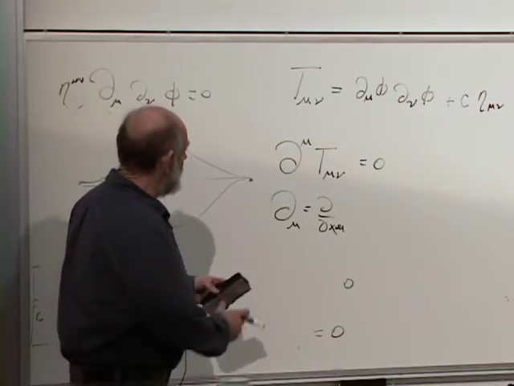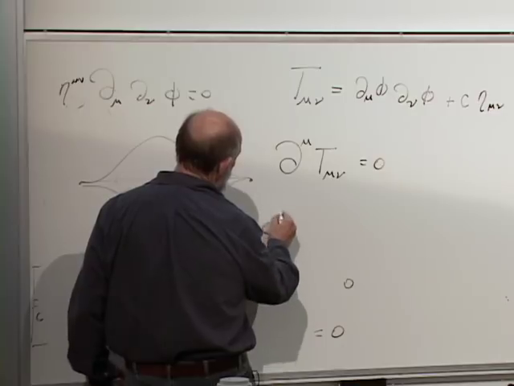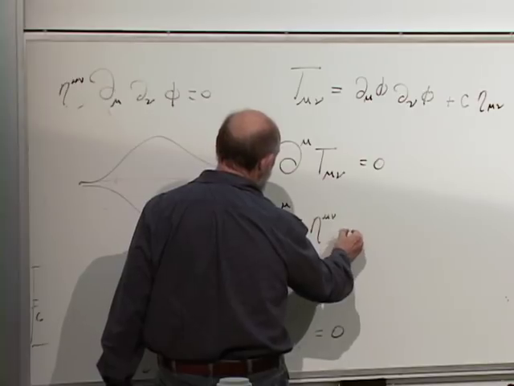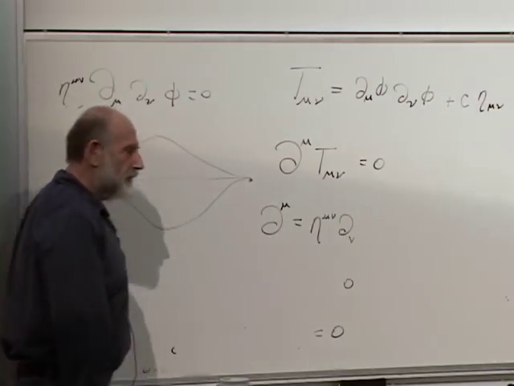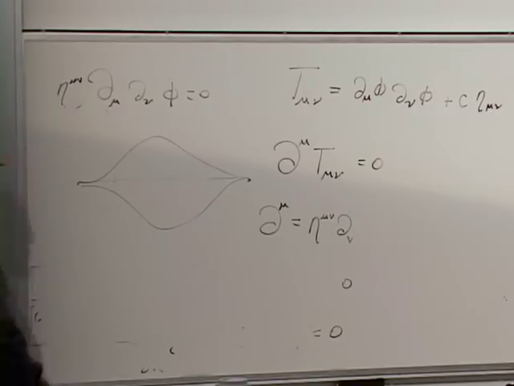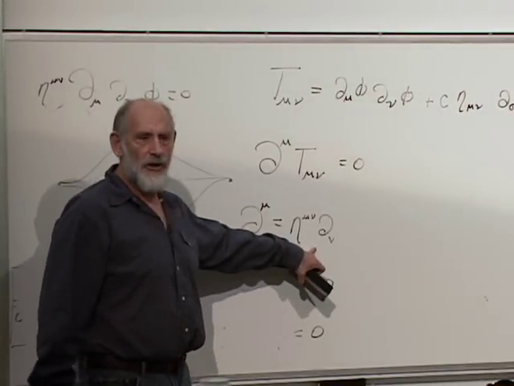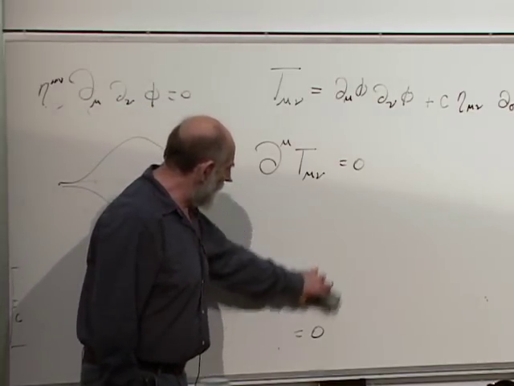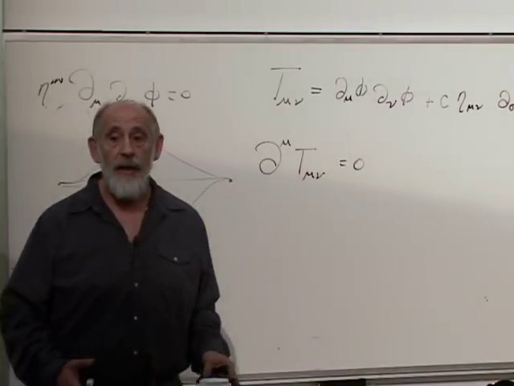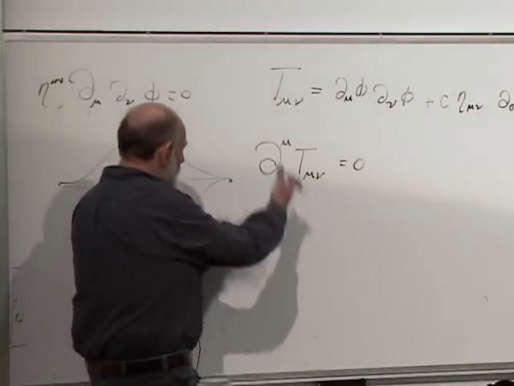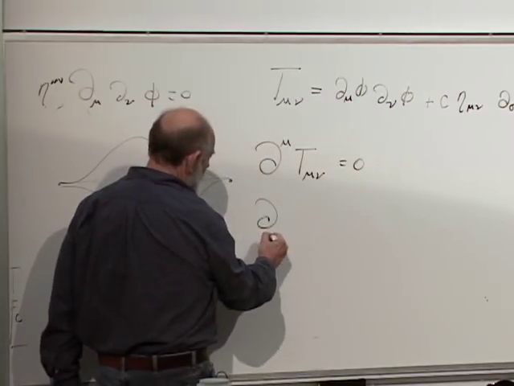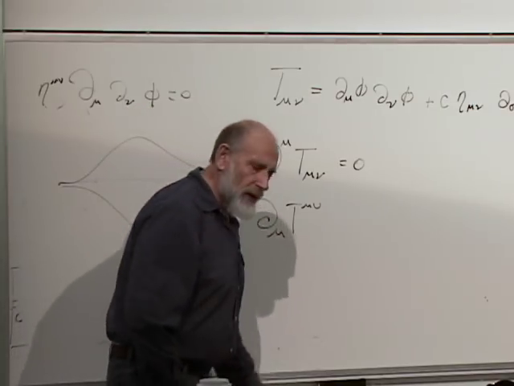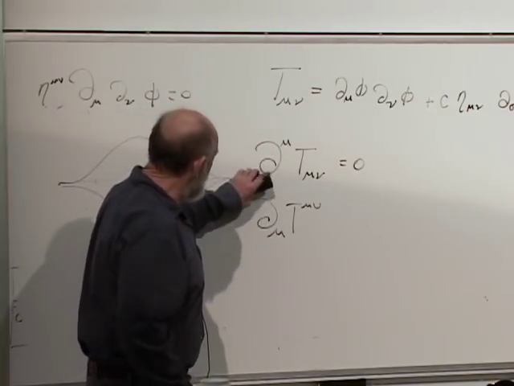It just means d super mu equals eta mu nu d sub nu. The upstairs derivatives and the downstairs derivatives are the same thing except for some sign changes here and there. All right, so this is the continuity equation, or the conservation of energy momentum in special relativity. You can push the indices upstairs and downstairs. I used to write it previously this way, but it's the same thing. Indices can be moved upstairs and downstairs at will. And here's my continuity equation.